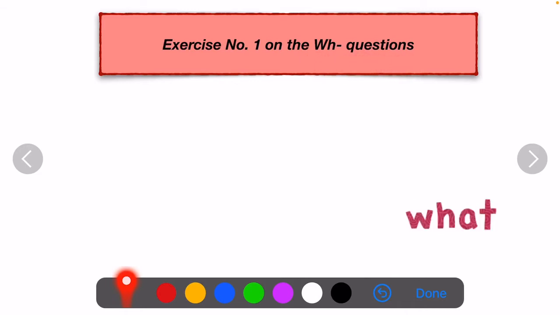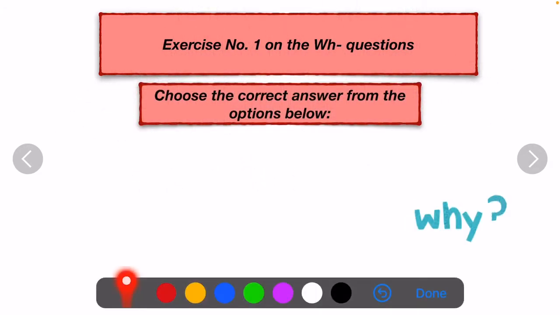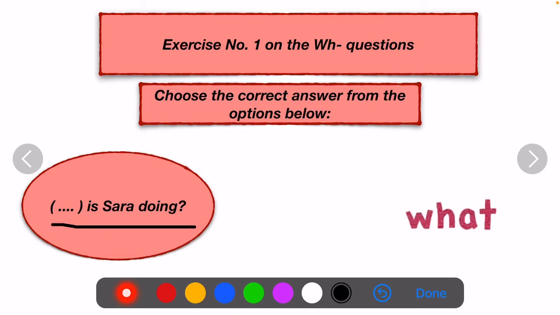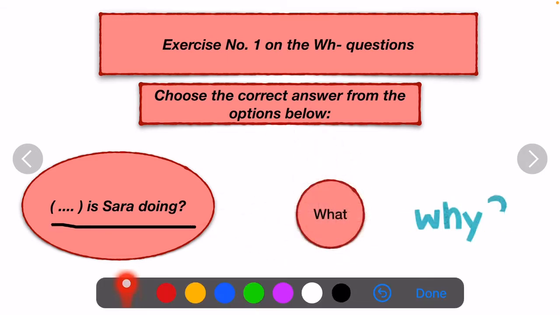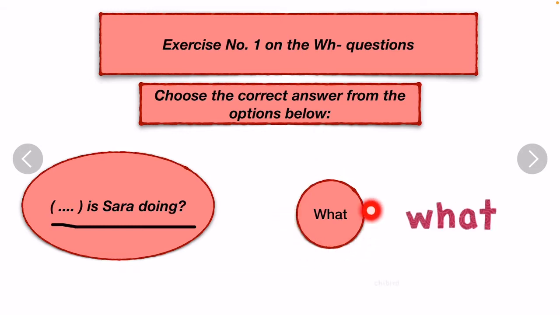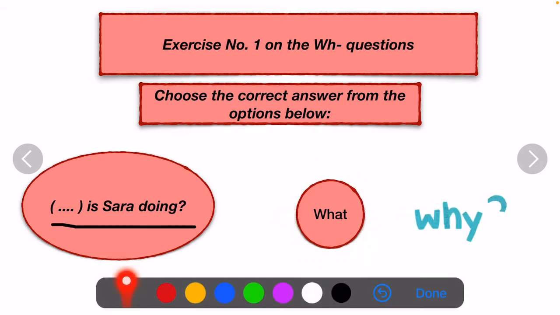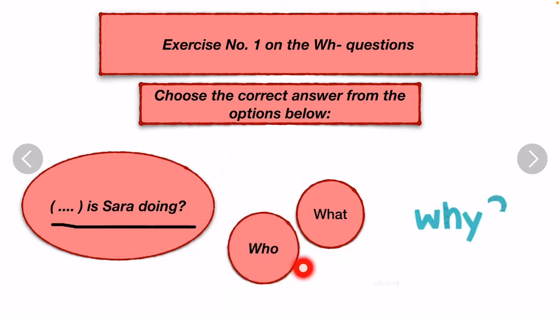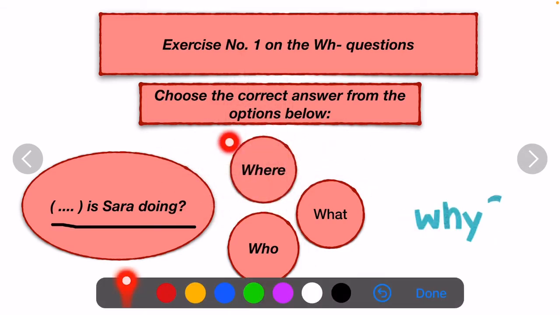Now, let's have an exercise on the WH questions. Choose the correct answer from the options below. The question is, what is Sarah doing? And the options are: the first option is the word what, which we said previously that we use to ask about things. The second option is who, which we use to ask about persons. And the last option is where, which we use to ask about places. What do you think is the correct answer?